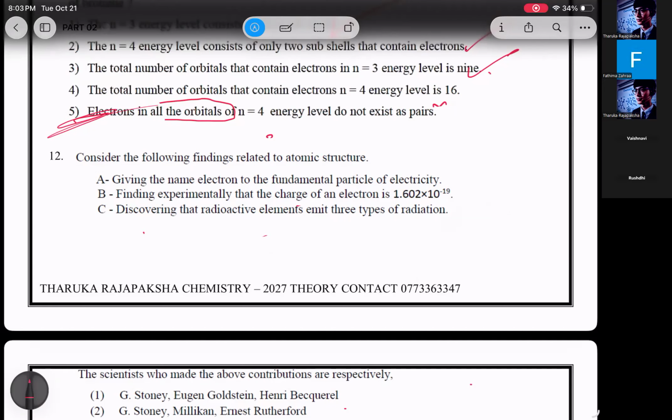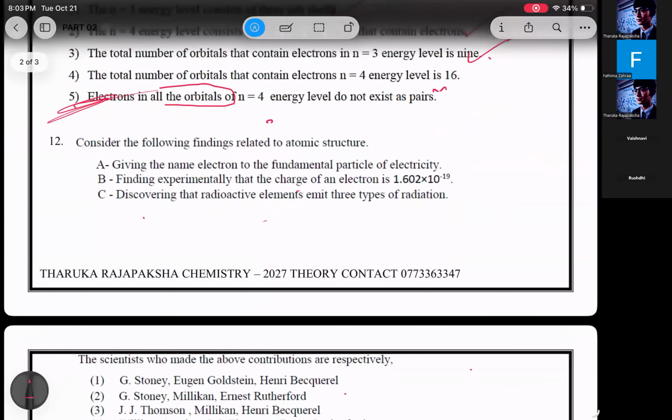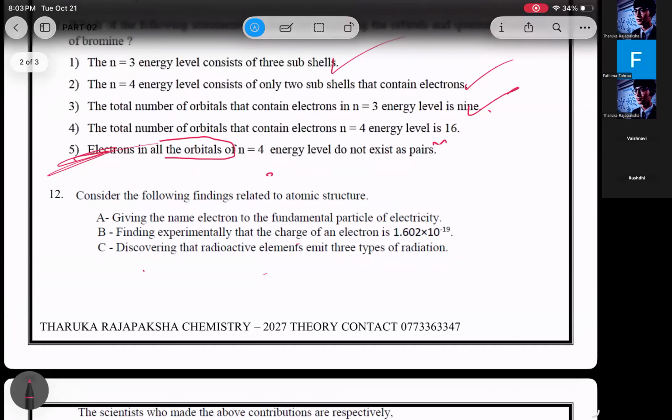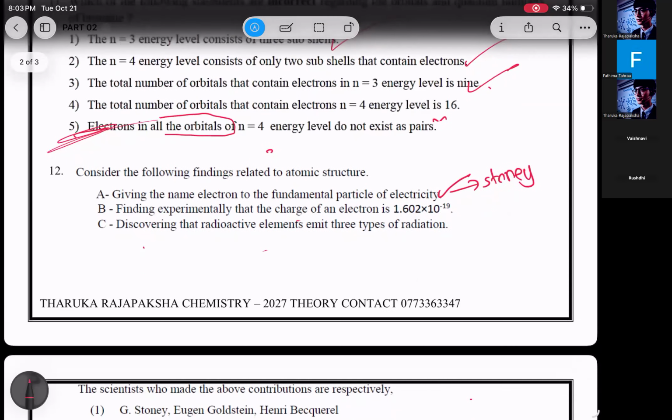Consider the following findings related to atomic structure. First one, giving the name electron to the fundamental particle of electricity. People, who is that? Stoney, right? Can you remember? Stoney. He told that the electron is the fundamental particle of electricity. He actually told that it is a fundamental particle. As I remember, no, he gave the term electron. Yeah, he gave the term electron to the fundamental particle of electricity, Stoney.